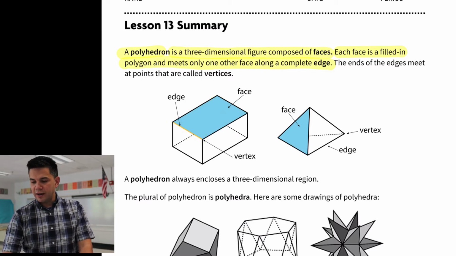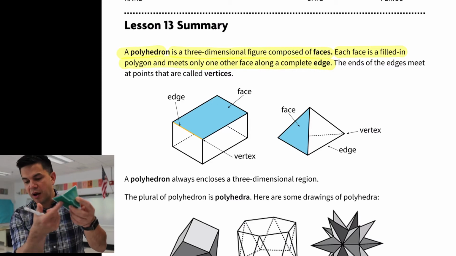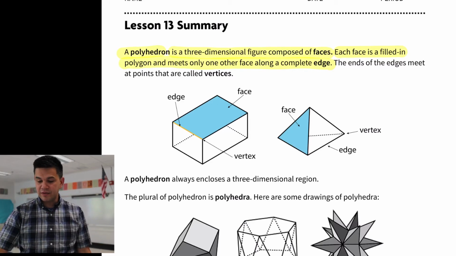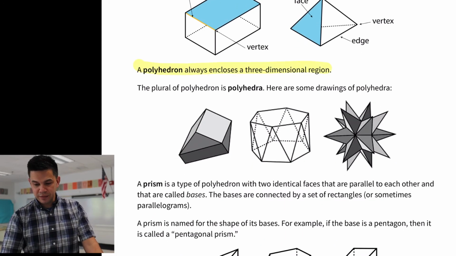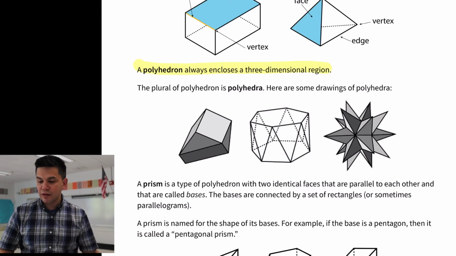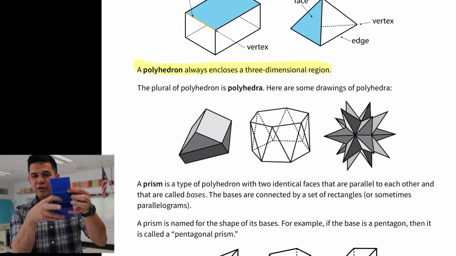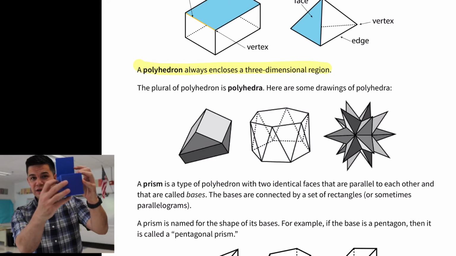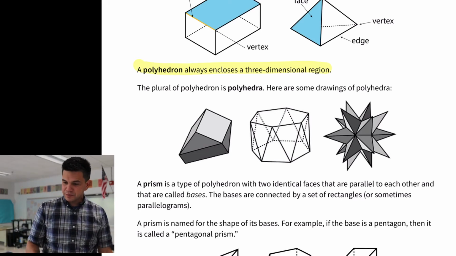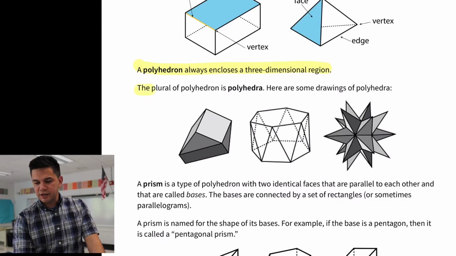Here we have a pyramid, and it's the same idea, right? The same idea with the vertex, where the edges meet, the edge where the polygons meet, and then the faces, right? A polyhedron is always an enclosed three-dimensional region. A polyhedron always encloses a three-dimensional region, absolutely. So we can actually fill this up. It has volume. We can fill this up with square units, or we can fill it with water or anything, right? So it's always going to enclose a region. Here are some other drawings of polyhedra. The plural of polyhedron is polyhedra.